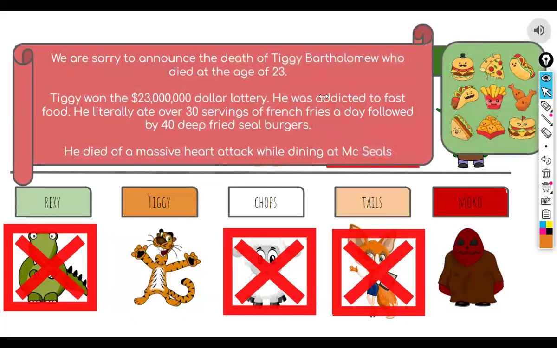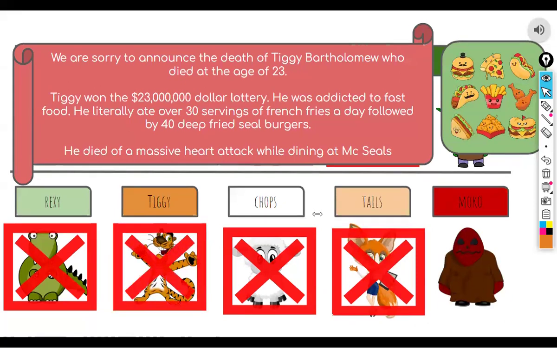Next on the list, we're sorry to announce the death of Tiggy Bartholomew, who died at only the age of 23. Apparently, he won the lottery and became addicted to fast food. Oh, he died of a heart attack, it seems. Right. Bye-bye, Tiggy. Anybody out of the game? I'm sure people chose Tiggy. I'm pretty sure. He's usually a popular choice. All right, let's move on.